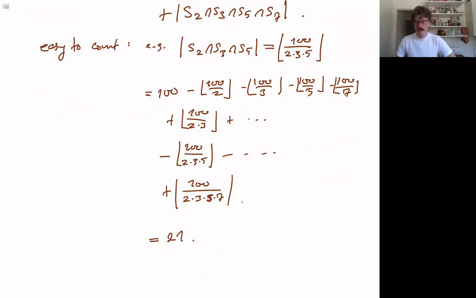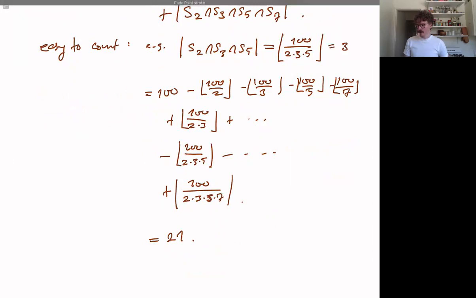That's 15, times 2 is 30. So 100 over 30 is going to be 3 point something, because 30 times 3 is 90, and 30 times 4 is 120. So the floor of 100 over 30 is going to be 3. So this term is a 3, and if we compute them all out and collect them all up, we get 21.